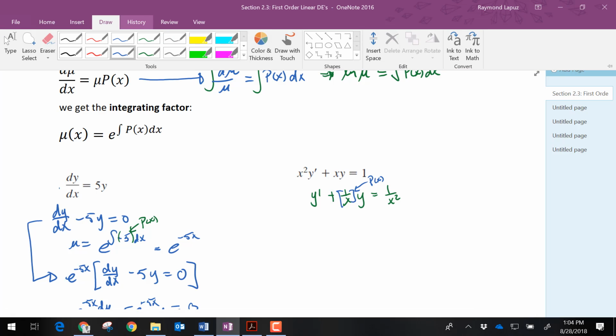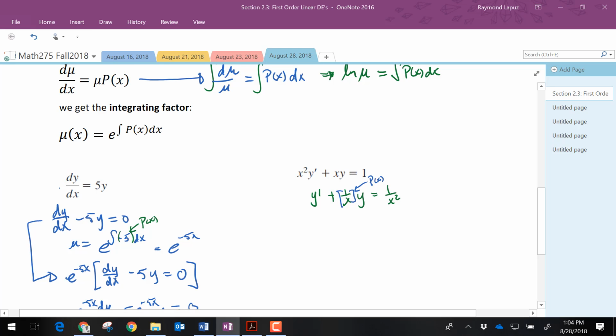So if p of x is 1 over x, we go through that formula. You remember it's e to the integral of p of x. So our mu is equal to e to the integral of p of x dx. And what is the integral of 1 over x? ln x. So mu is equal to e to the ln x.